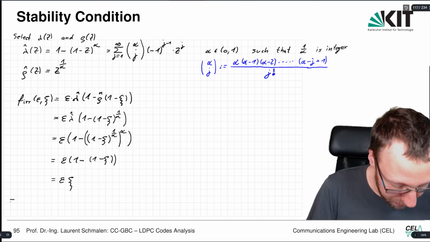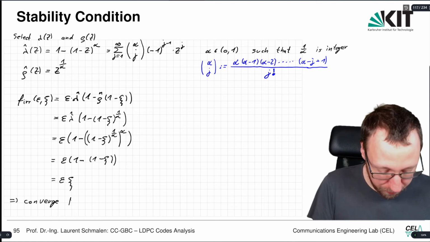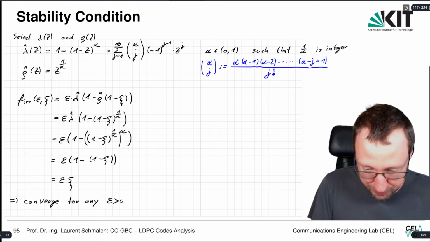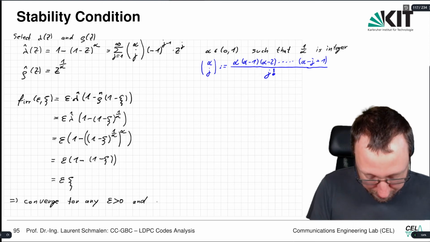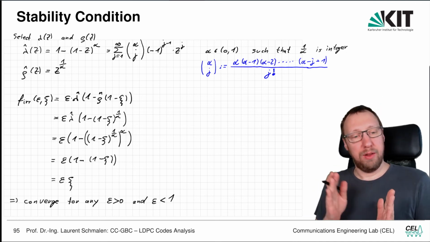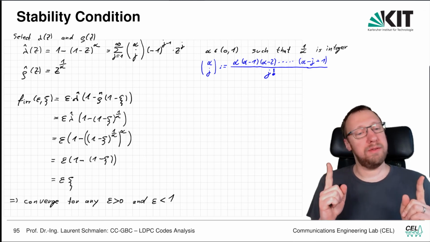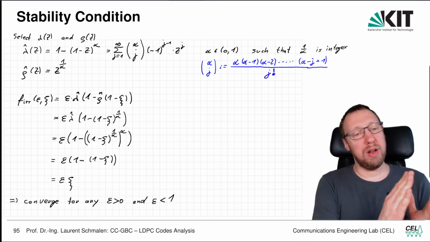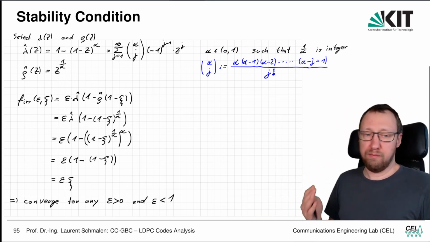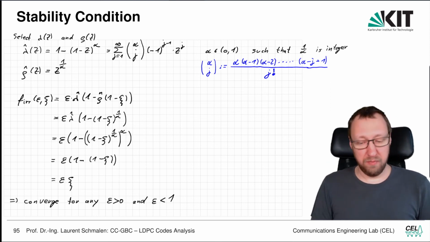And this will converge for any epsilon larger than 0 and smaller than 1. Because c is between 0 and 1, if epsilon is less than 1, this will always be smaller than c. So this will always converge until we reach 0. So this is a code that actually for every epsilon will converge.